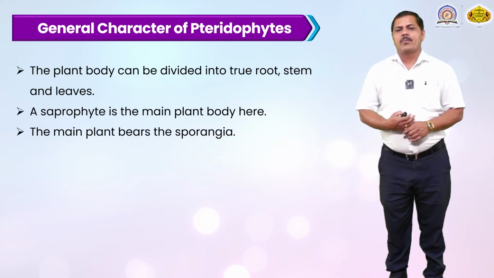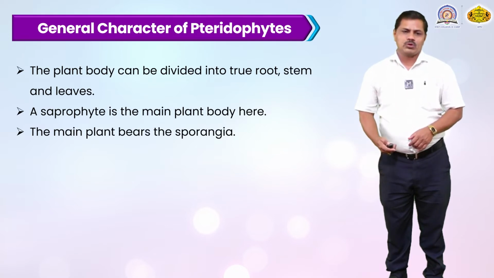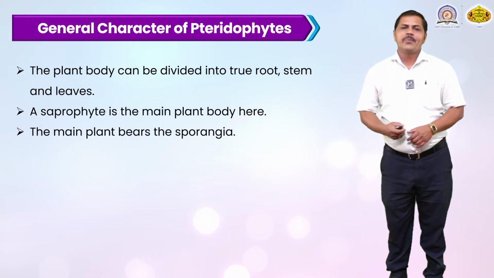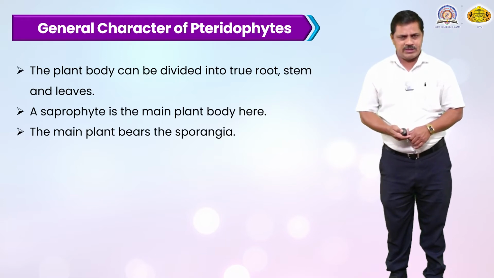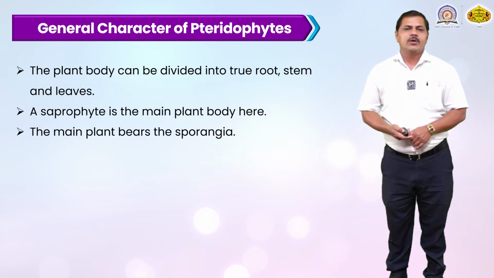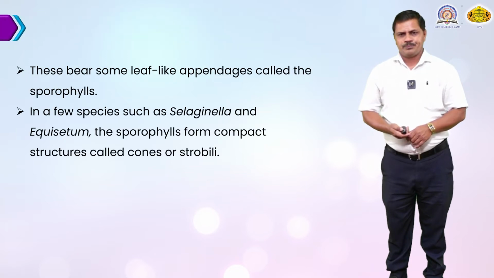Saprophyte, it is the main plant body here. There is a decaying plant body. The main plant body bears sporangia. They can develop spores inside those sporangia, and the structure is called a sporangiophore. They can develop thousands of spores.